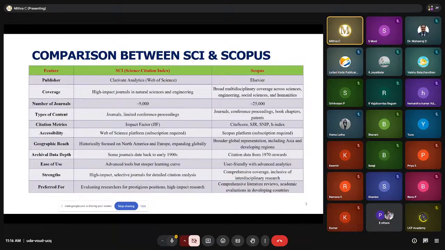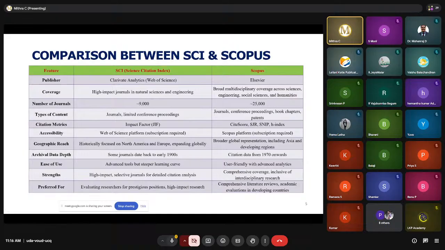And next, regarding strength, only high impact, selective journals are taken here. Comprehensive coverage means interdisciplinary research papers are also evaluated. So these are mainly suited for high impact research, whereas here many review papers will also be accepted.